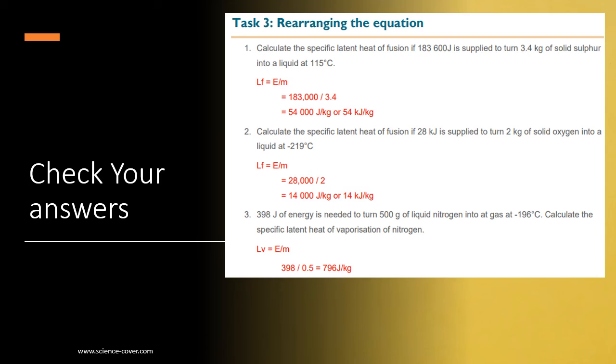Question 3. 398 joules of energy is needed to turn 500 grams of liquid nitrogen into a gas. Calculate the specific latent heat of vaporization. So the latent heat of vaporization is the energy divided by the mass, which is 398 divided by 0.5, which gives us 796 joules per kilogram.